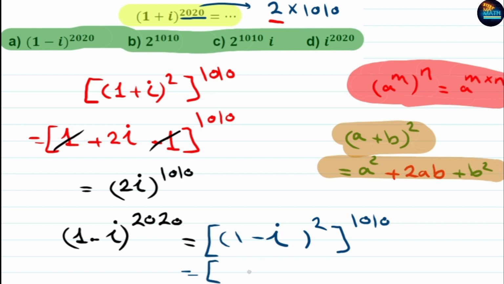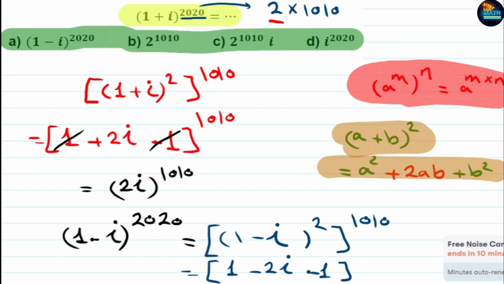And don't forget the rule. The first term multiplied by itself, and the second term multiplied by itself, and the first term times the second term times 2. So 1 times 1 is 1, and negative i times negative i is positive i squared, which is negative 1. All right. And in the middle here, you have to multiply 1 times negative i times 2, which is negative 2i, all to the power of 1010.